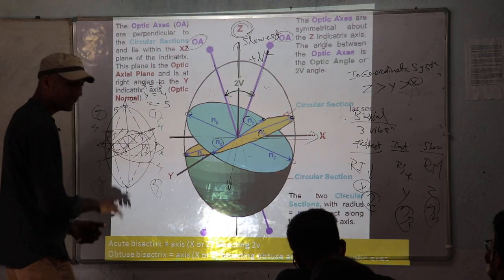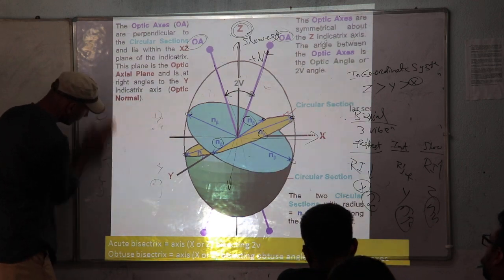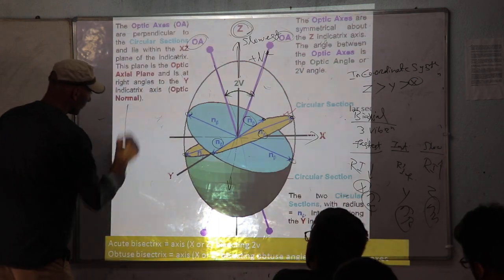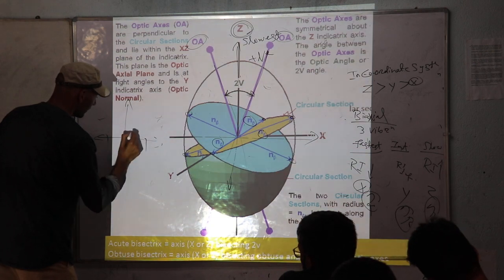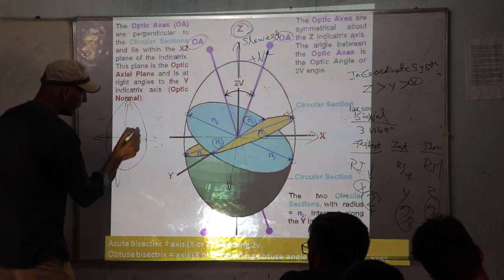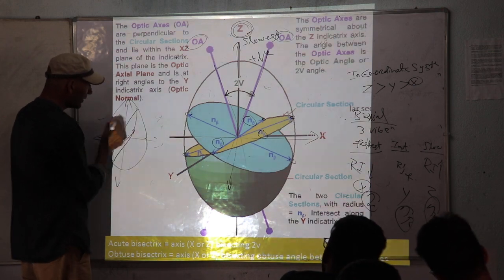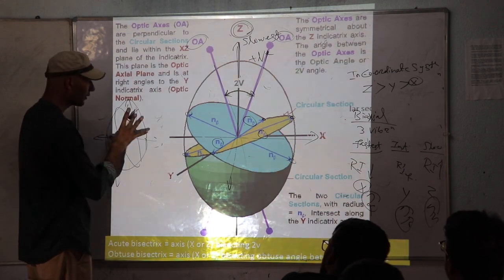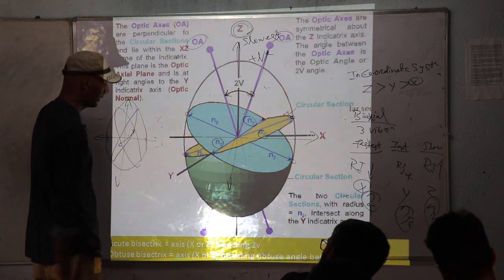Okay, if I get circular sections, this is Z, this is X, this is Y. If I am getting circular sections like this, that means close to Z. If I get a circular section close to Z, got that? Circular section here close to X, so the optic axis is close to Z because they are perpendicular.